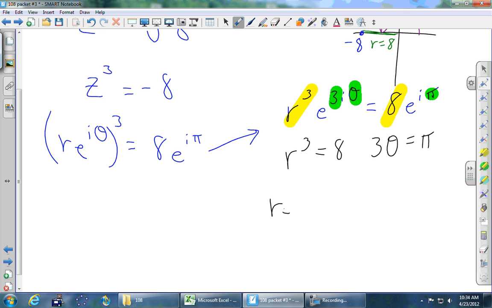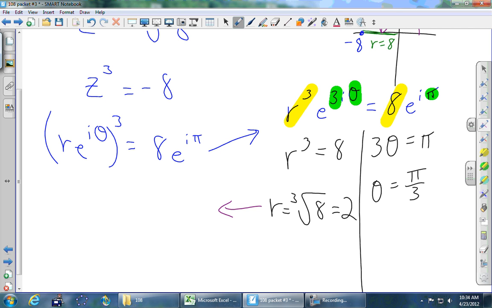And so how much is r? 2. Cube root of 8. And how much is theta? Pi over 3. So that's a perfectly good answer right there. r is 2, theta is pi over 3. I can write it as 2e to the i times pi over 3. That number right there is a cube root of -8.